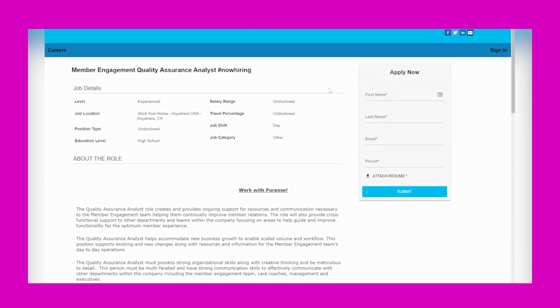I am looking at a lead from a company called OnTrack, and this is a healthcare services company. And this opportunity is for their member engagement quality assurance analyst position, and it's open United States wide, and it's going to pay anywhere from $17 to $19 per hour.